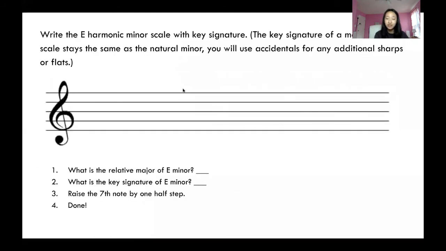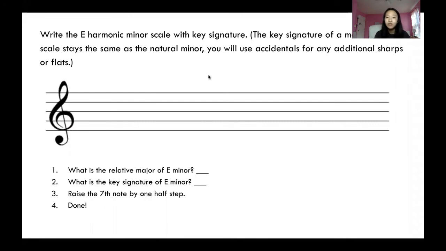Okay, so let's write the E harmonic minor scale. You can remember to write the key signature on this left side. So this is going to be wrong, but for example, if the key signature is like this, you would write that, and then you would write the scale, and whenever there's a sharp, you would write it next to the note, like that. And you can follow these steps that we've written down below if you need any help.